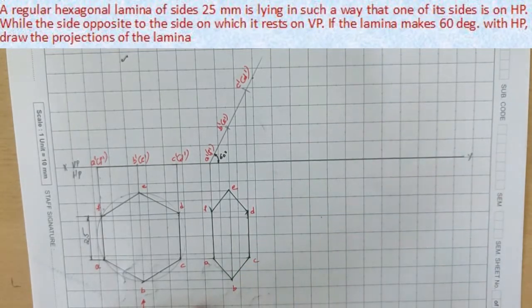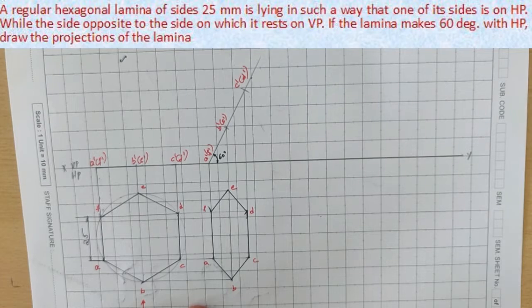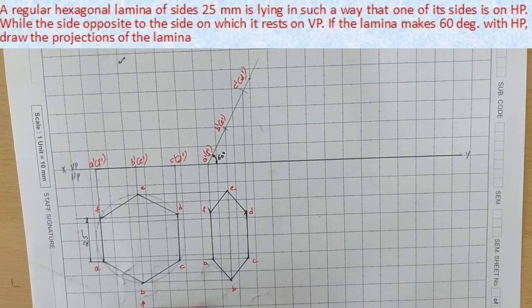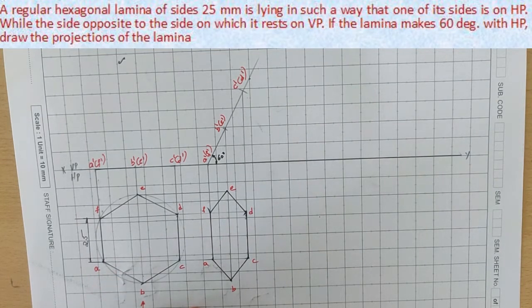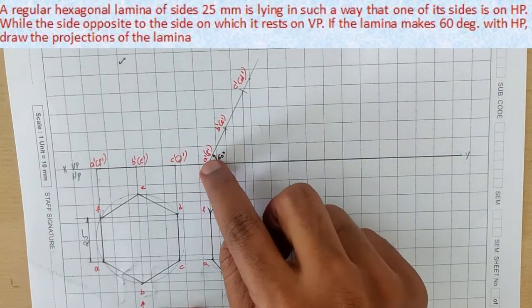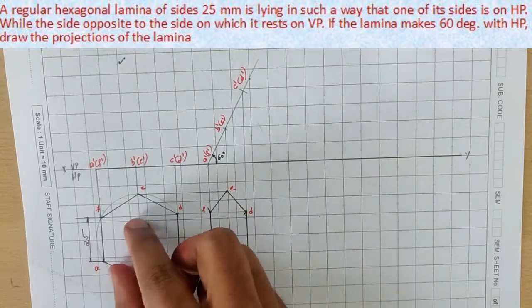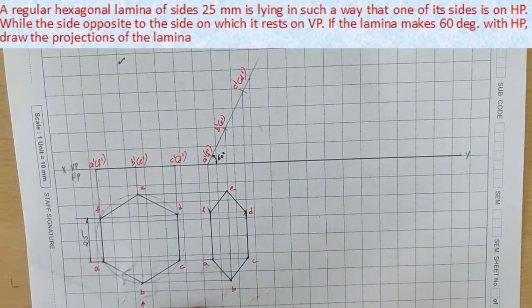I made sufficient space available for the third condition here. Now what is the third condition given? If you read the third condition, it says that the side opposite to the side on which it rests on VP. So this edge is resting, A dash F dash is resting. When you come back here, AF is towards the left. That is how you cross verify this.